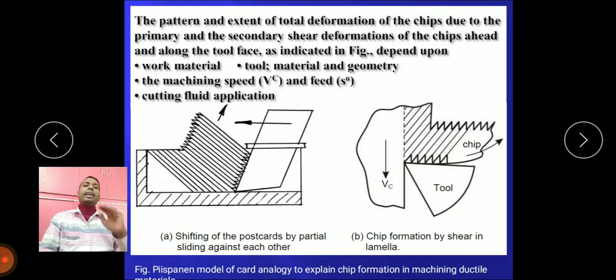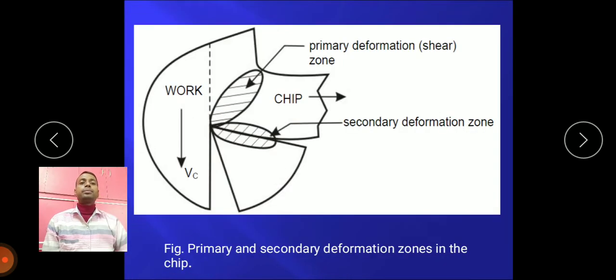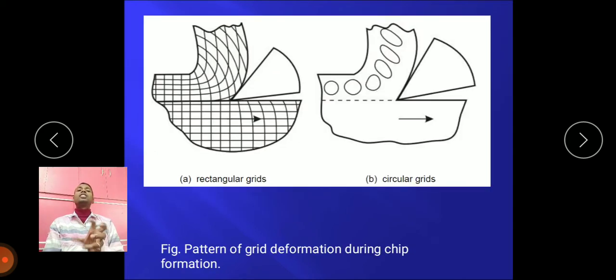The pattern and extent of total deformation of the chip is due to primary and secondary shear deformation of the chip ahead of and along the tool face. This is the shift or post-cut type of sliding. This is chip form, shear, lamella, etc. One is the primary shear zone, one is the secondary shear zone. The primary shear zone is responsible for bending and the secondary shear zone is responsible for sticking or jamming. So many grid structures are there. This is actually seen in the material, whichever material we have selected.